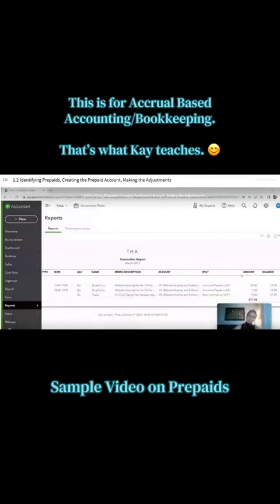So today, for this video, I want to show you guys how to determine if something should be a prepaid, meaning it's not related to that period, it's related to a future period, or not, and then also how to create that prepaid account and make the adjustment to move the bill or the expense to a prepaid account.